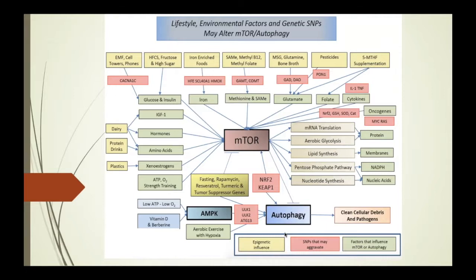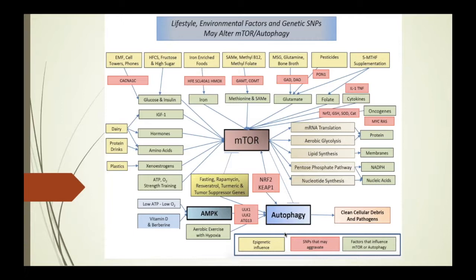Thank you, Dr. Hooper. This chart may look a little hazy, but there's a reason why we have it color coded so it's easy to follow. Like, you can look at it that mTOR is the center of the lifestyle and the environmental factors and the genetic SNPs that influence this pathway. mTOR and autophagy are opposite to each other. Whenever mTOR is regulated, autophagy is inhibited.